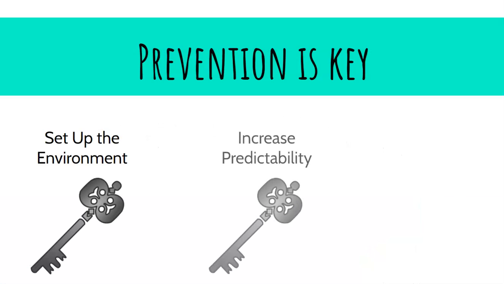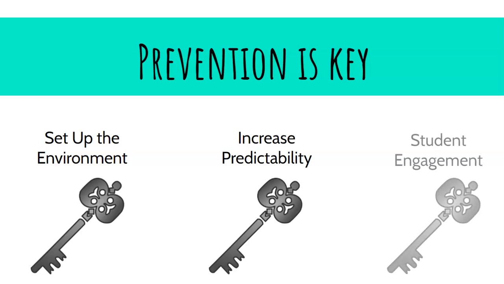Like we mentioned in the first set of videos, prevention is key. One of the most common ways to prevent challenging behavior is to change the environment. We know that we can't change the behavior, but we can help to change what supports the behavior. We are going to be talking about 3 different ways that we could prevent problem behavior by setting up the environment, increasing predictability, and looking into student engagement.